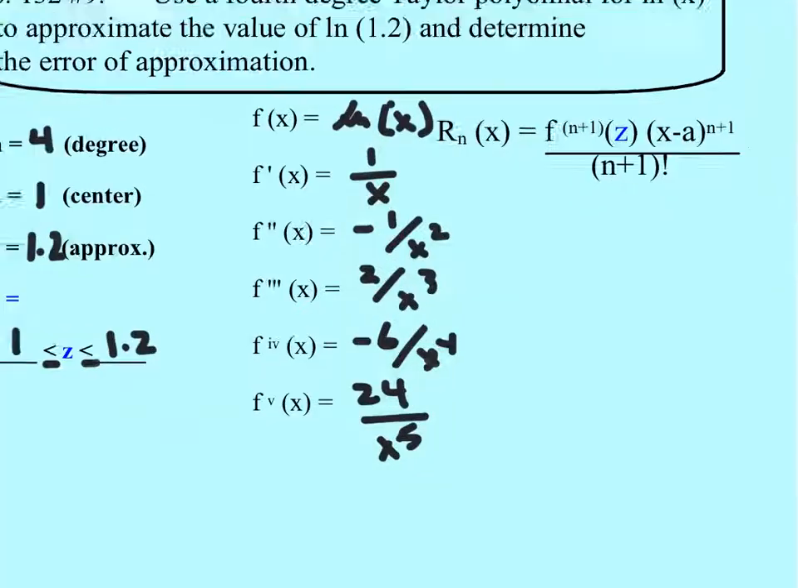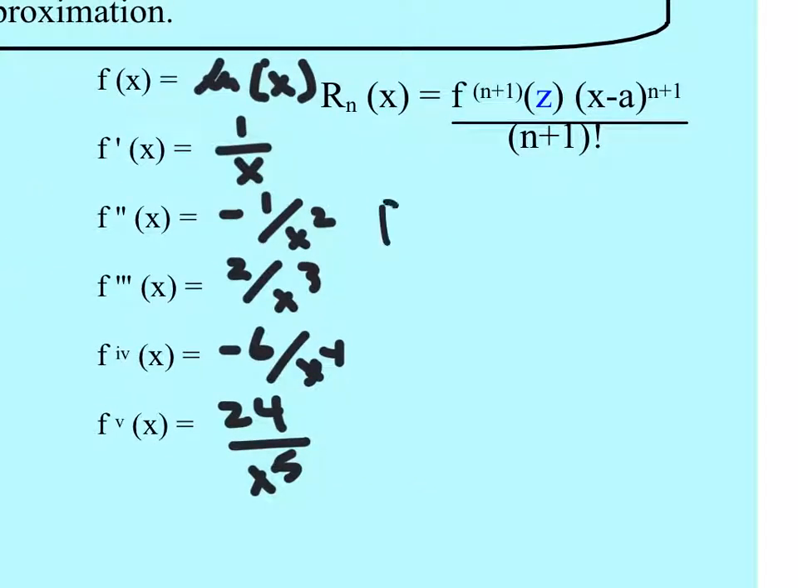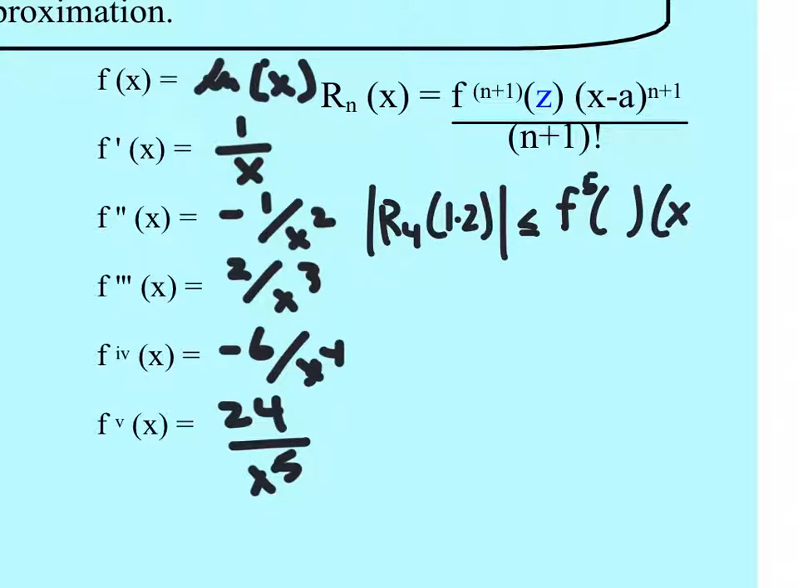Okay, so I'm going to look over here. The error of the 4th degree polynomial evaluated at 1.2, the absolute value of that error, will be less than or equal to the 5th derivative at z times x minus a. Okay, x minus a, where a was the center, which is 1, to the 5th power over 5 factorial. Now you might be wondering, well, what do I do from here? I don't understand x or z. What's the difference between the two?